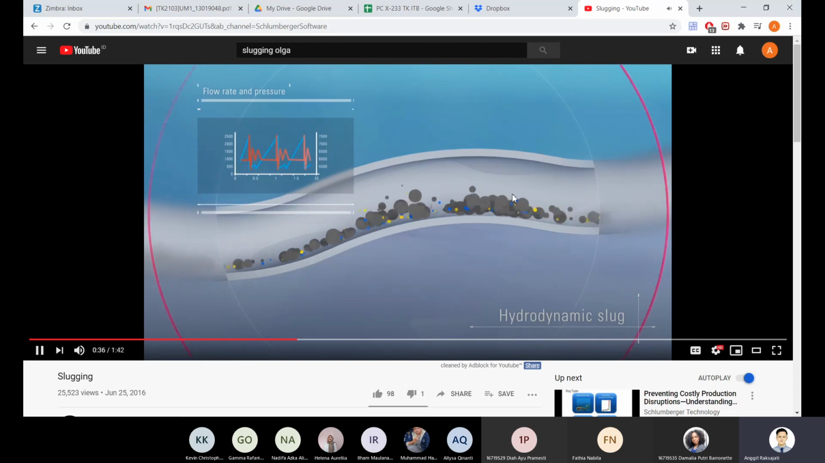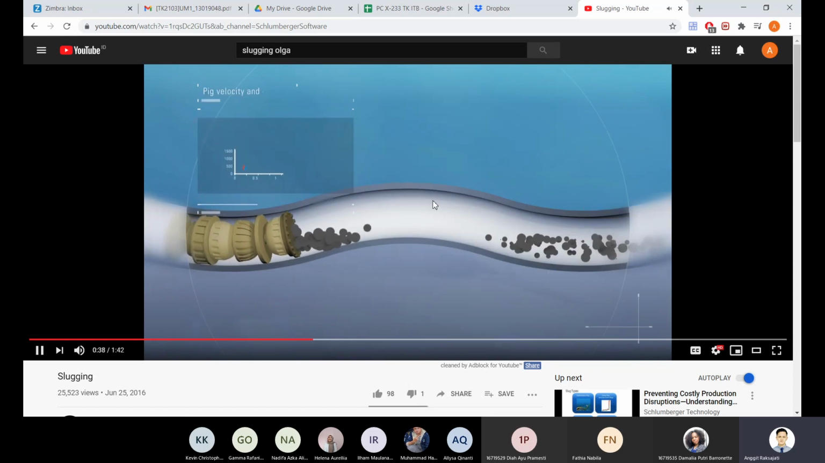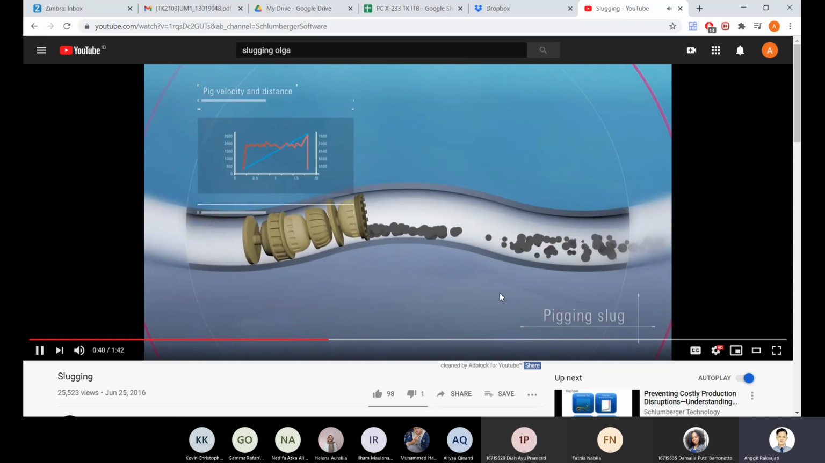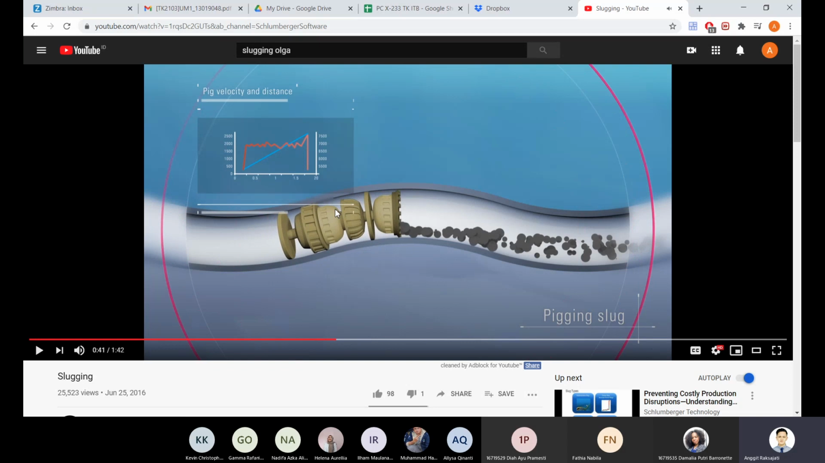Okay. Pigging slugs are caused by the accumulation of liquids swept through the pipeline ahead of the pig. So this is what is called pigging. The yellow part, that's called a pig. Okay, I don't know why they call it that way, but it's really called a pig.